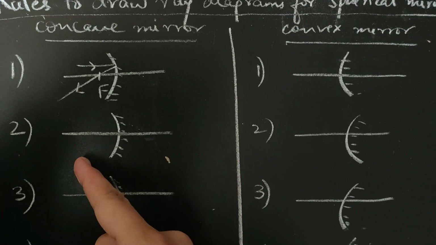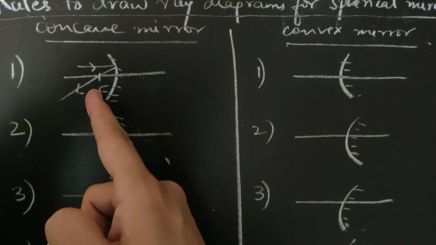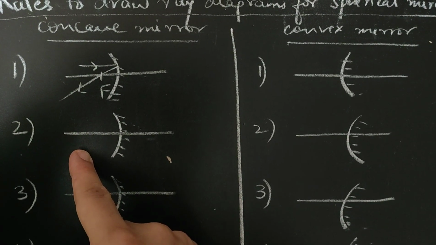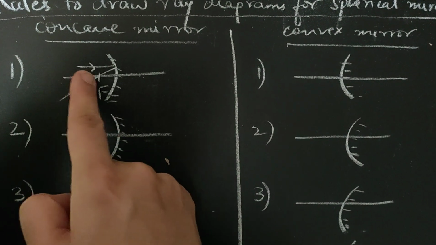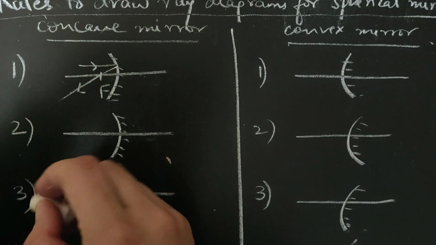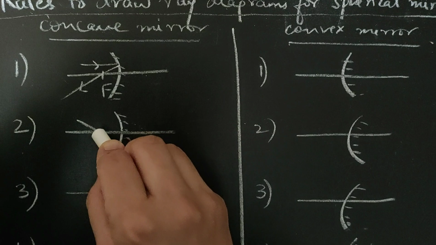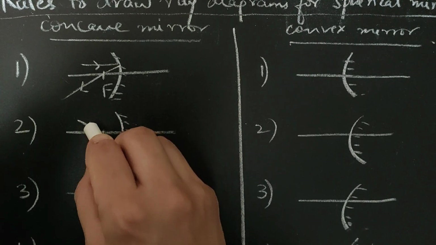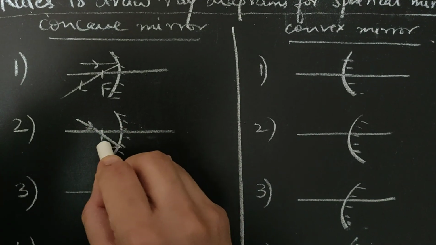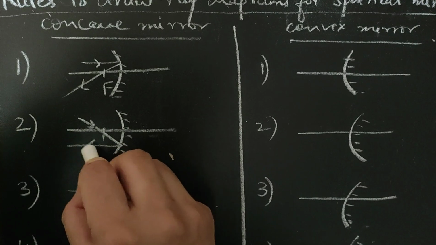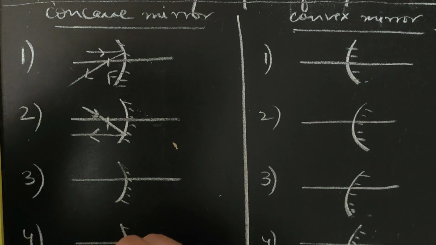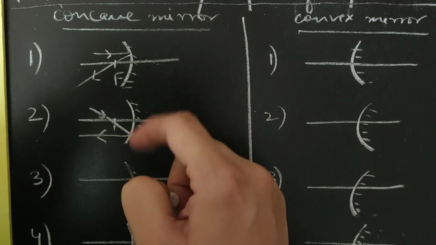The second rule is the reverse of the first one. In the first case, a parallel ray after reflection passes through the focus, and the second rule says that a light ray which is passing through the focus of a concave mirror, after reflection will become parallel to the principal axis. So these two rules are opposite to each other.